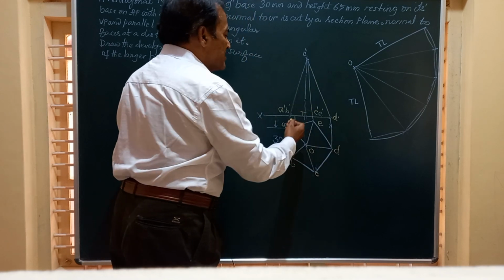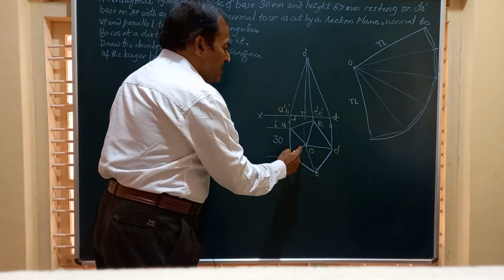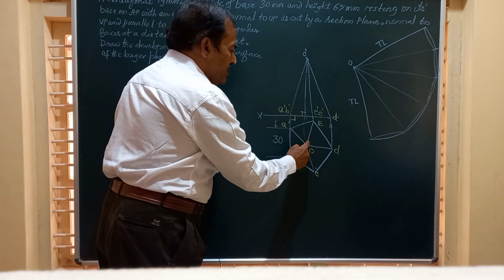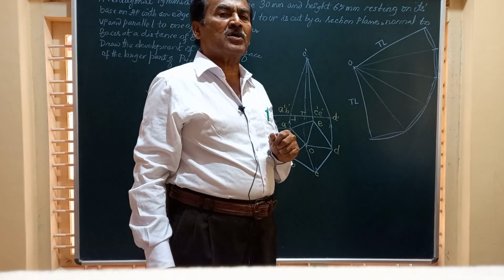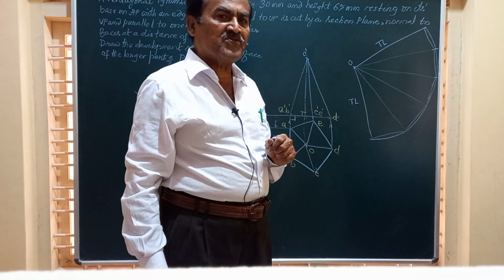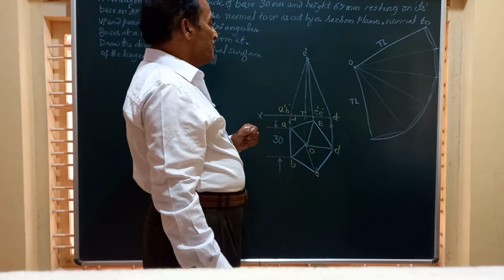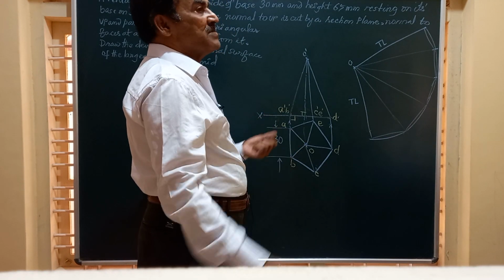So this is the front view of the solid, this is the top view of the solid. Here OA, OB, OC, OD, etc. represent the top views of the slant edges of the pyramid. Now friends, let us mark the section plane next.